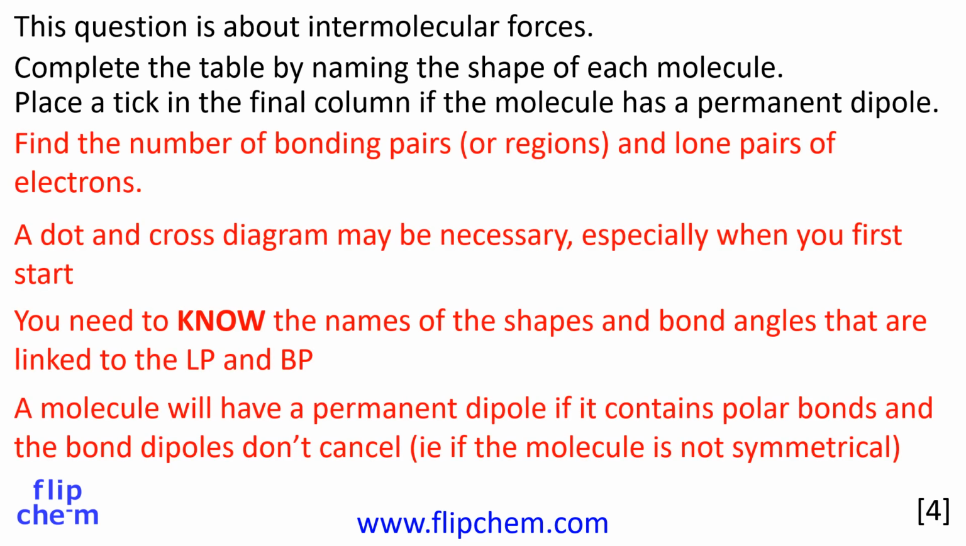First, find the number of bonding pairs and lone pairs of electrons. A dot and cross diagram may be necessary, especially when you first start. You need to know the names of the shapes and bond angles that are linked to lone pairs and bond pairs. A molecule will have a permanent dipole if it contains polar bonds and the bond dipoles don't cancel.